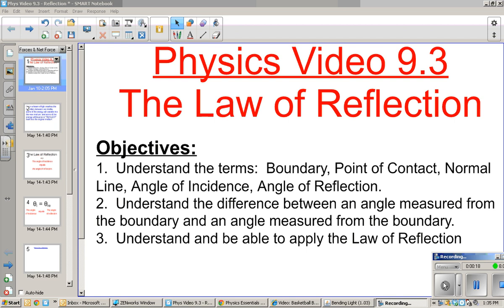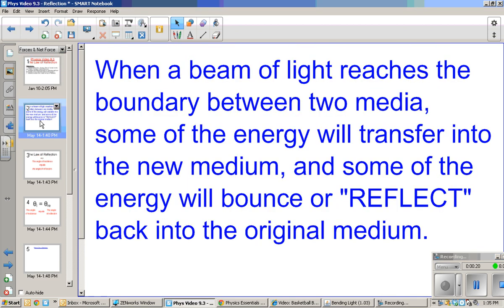All right, so first of all, the first thing you need to know is that when a beam of light reaches the boundary between two media, some of the energy will transfer into the new medium, and some of the energy will bounce or reflect back into the original medium. This actually happens with any wave. Anytime a wave moves from one medium into another, some of the energy gets converted into the new medium, some of it gets bounced back.